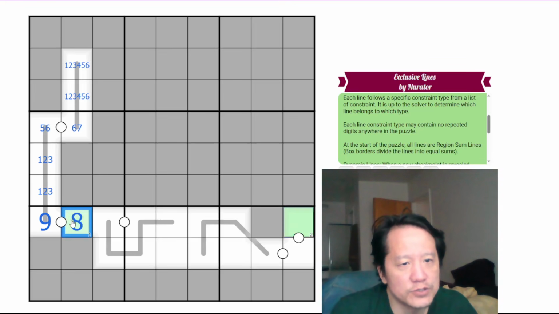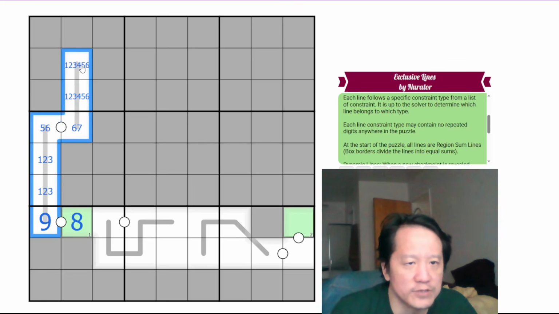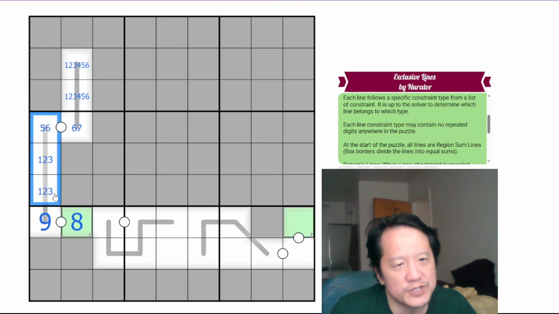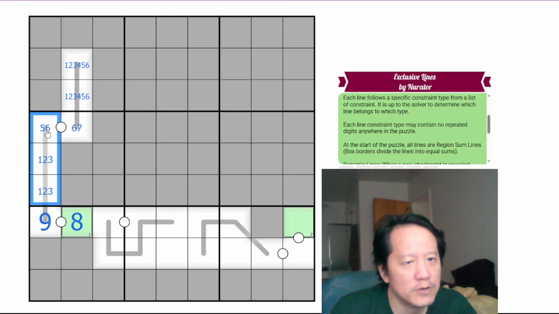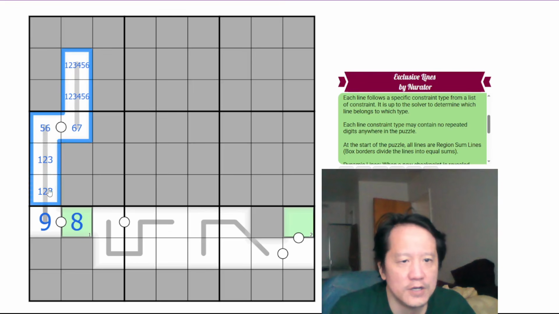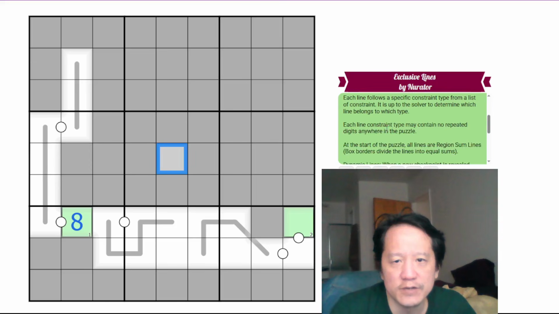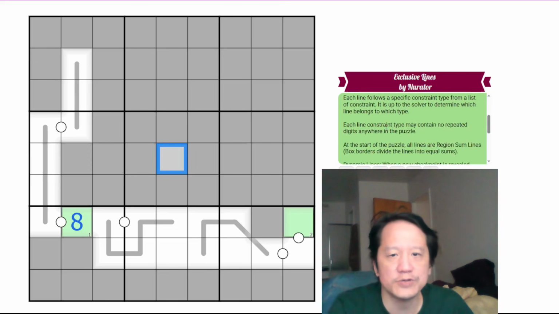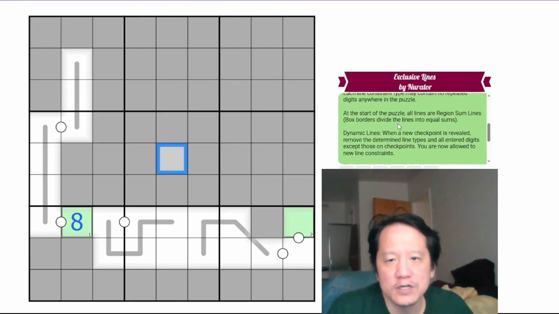There we have checkpoint 2, so we have to delete these digits anyway, so we don't care. Is there any specific combinations there? 1, 3, 5, 2, 4, 6. That works. Or 1, 2, 6, 3, 4, 7 also works. So we don't care about those, though, because we have to delete all the digits anyways from the checkpoints. So now we have whisper 5 lines potentially in the region sums.